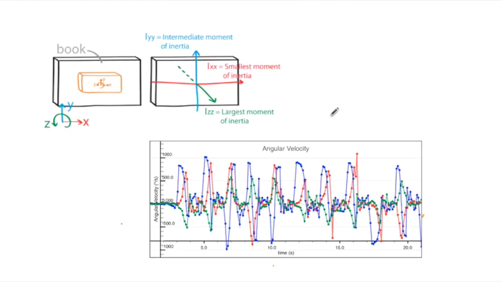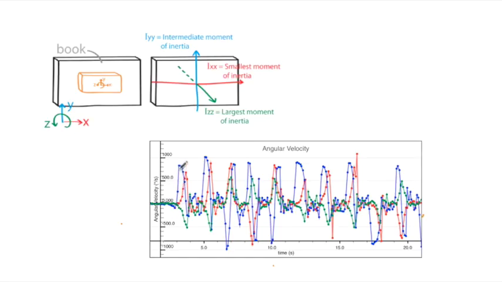Here's the data from our last throw about the y-axis, which was our intermediate moment of inertia. The y-axis is seen in blue. And we can see at the intermediate moment of inertia, we have a pretty unstable rotation. We could observe that visually as we threw the book. We saw that the book twisted about more than just the y-axis. But here we can also see that in the data.